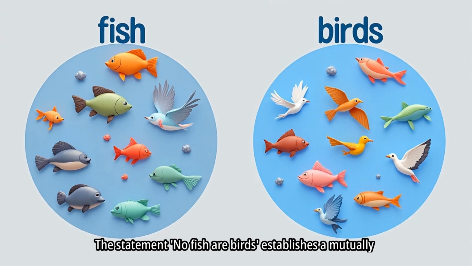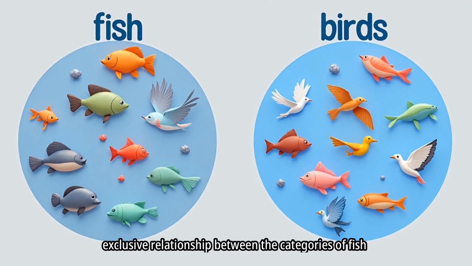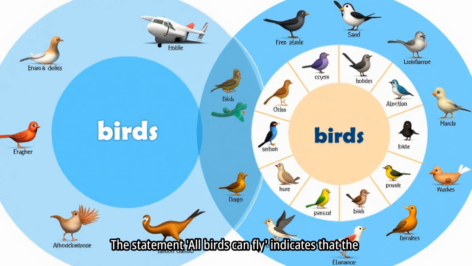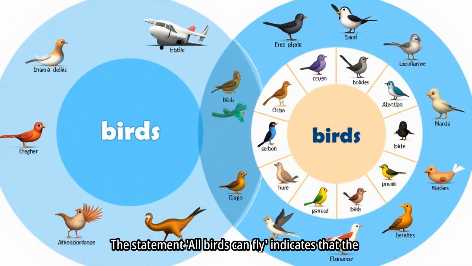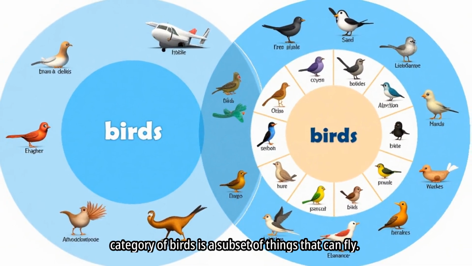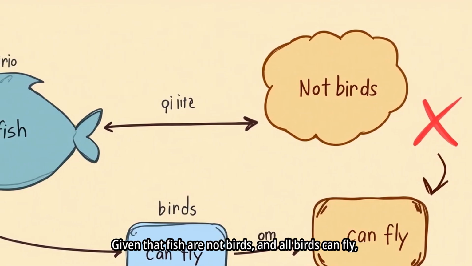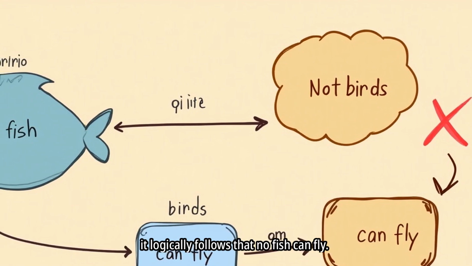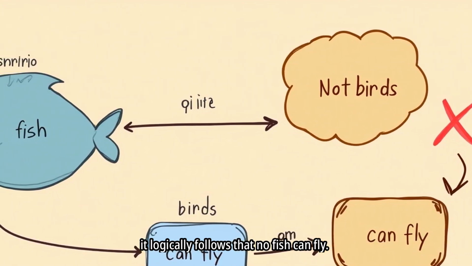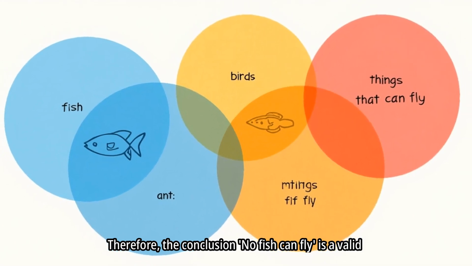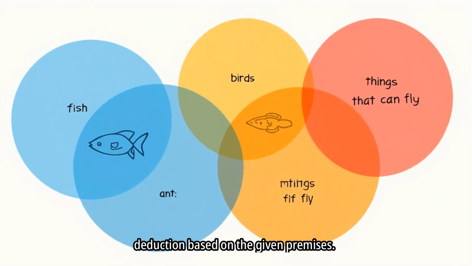The statement, "No fish are birds," establishes a mutually exclusive relationship between the categories of fish and birds. The statement, "All birds can fly," indicates that the category of birds is a subset of things that can fly. Given that fish are not birds, and all birds can fly, it logically follows that no fish can fly. Therefore, the conclusion, "No fish can fly," is a valid deduction based on the given premises.